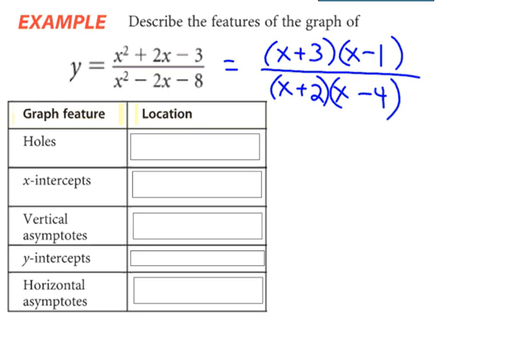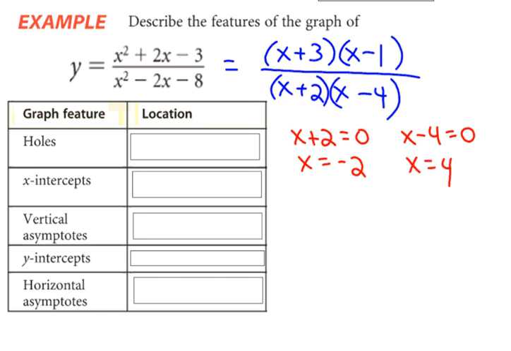We know the rule for finding the hole: is there a value that makes both the denominator and the numerator 0 at the same time, right? Well, if we take a look at our denominator, we have the factors x plus 2 and x minus 4. So the question is, what does x have to equal for the denominator to be 0? If you solve both of these, x could be negative 2, that would make this term 0, or x could be positive 4, and that would make this term 0.